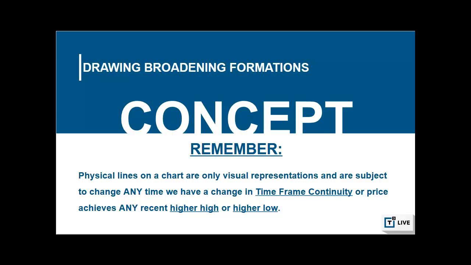Okay, first thing you have to remember: these physical lines that we draw on the charts are only visual representations of what we know to be true. They're subject to change any time we have a change in time frame continuity, a new day, a new week, a new month, a new 60. They're subject to change, or anytime the price achieves any recent higher high or higher low, that we are at triangle risk. We want to know that. So the importance isn't always drawing the lines, but knowing where the triangles will be, knowing where these reclaim levels are.